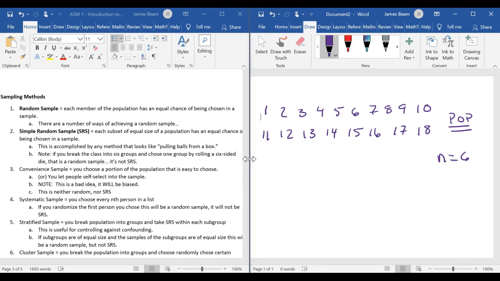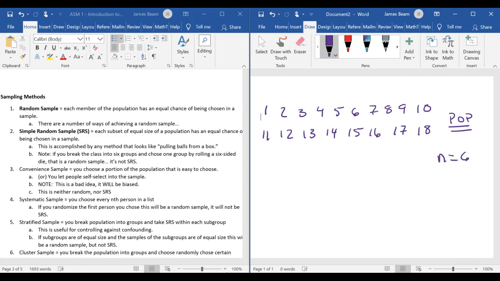All right, so that's the one we really want to have happen, a simple random sample, except that doing that with a large population is incredibly difficult, so we tend to settle for something that's less than an SRS.